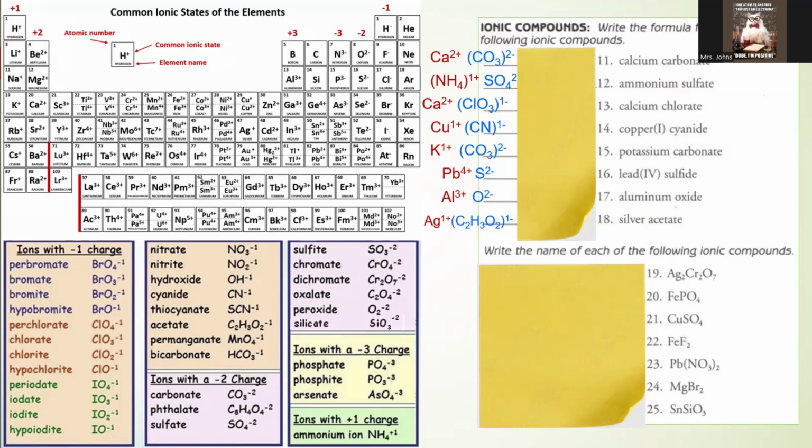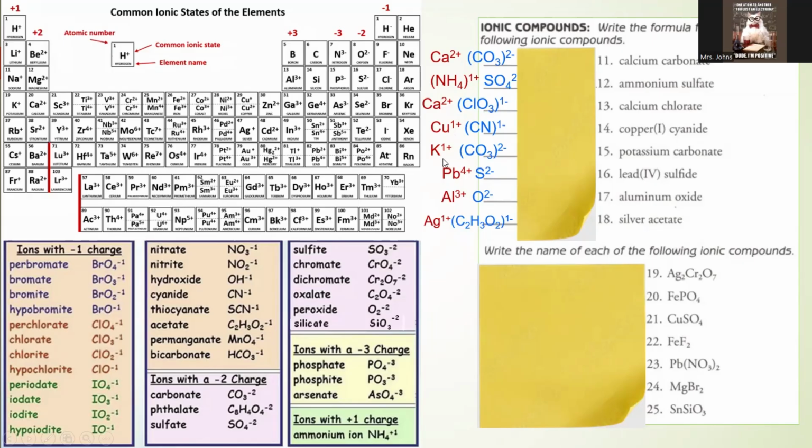Number 13, calcium chlorate. So calcium is in group 2. It has a 2 plus charge, and this chlorate ion right here, ClO3 with a -1 charge. So we need 2 of these to cancel out the 2 plus. So calcium with the parentheses and write a 2 right there. Copper cyanide. So this one has a 1 plus and that has a 1 minus. So we can just get rid of the parentheses and have copper CN.